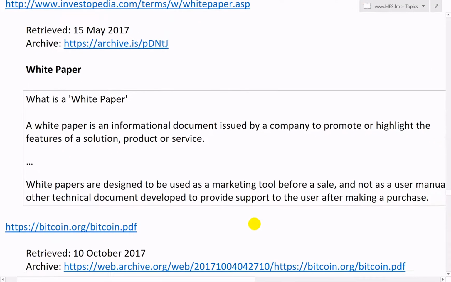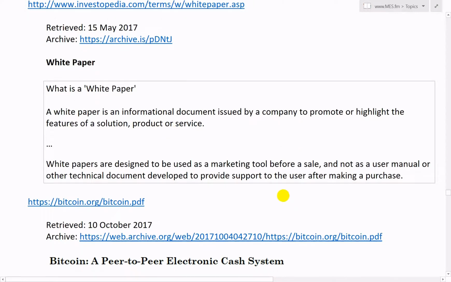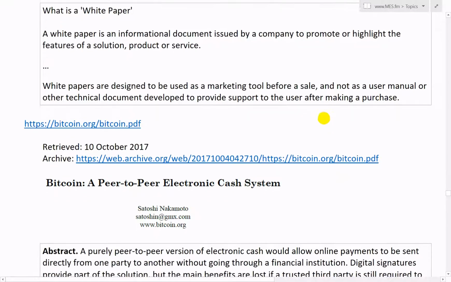A white paper is an informational document issued by a company to promote or highlight the features of a solution, product, or service. White papers are designed to be used as a marketing tool before a sale, not as a user manual or other technical document developed to provide support to the user after making a purchase.